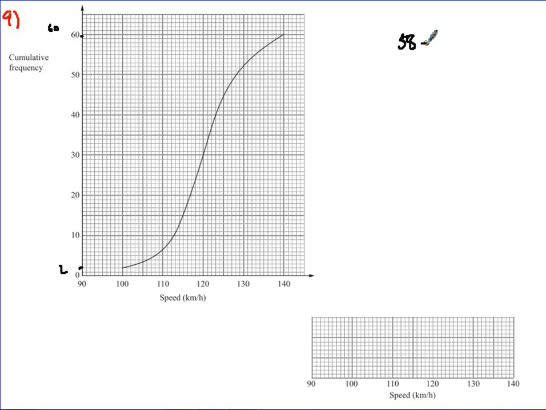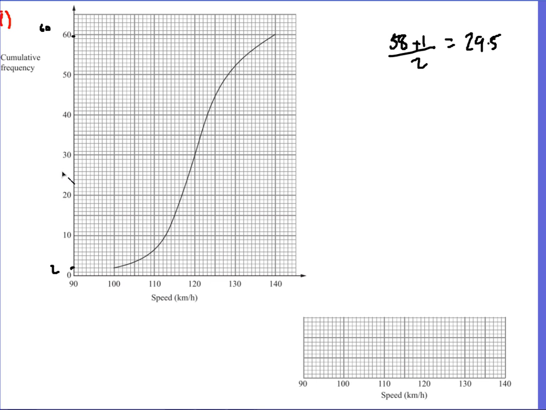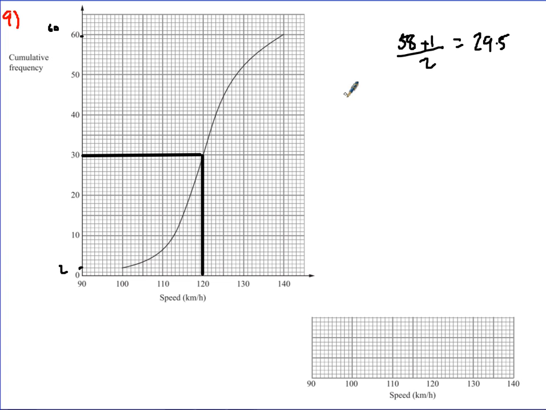So 58 values, add 1 to it and half it, which will then give us 29.5. So you go across at 29.5, and then come down from where that was at. And we're pretty much there for part A at 120.